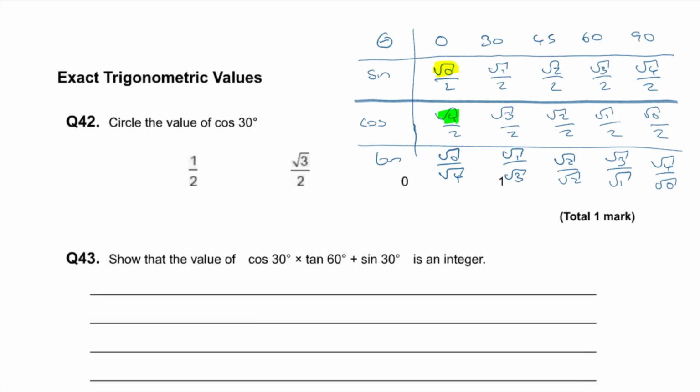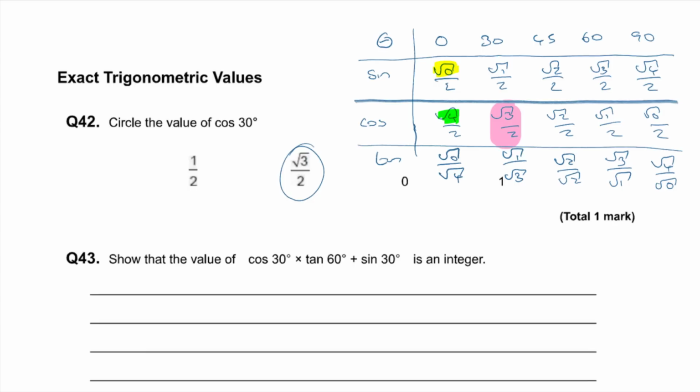Okay, right, so question 42, circle the value of cos 30. Straight from my table, I can see that the value of cos 30 is that one, isn't it? Root 3 over 2. I've scored all over my question paper here, but it's that one there, root 3 over 2.